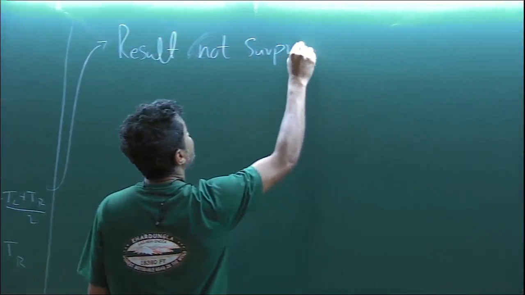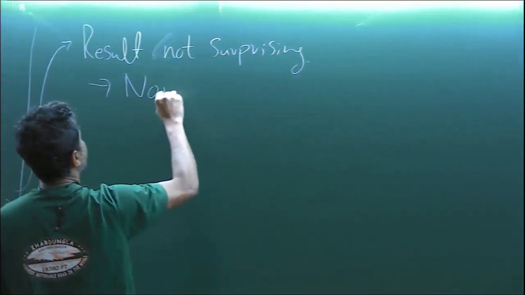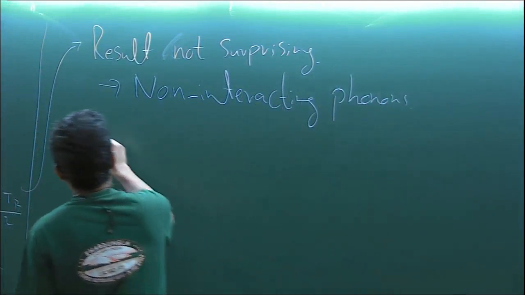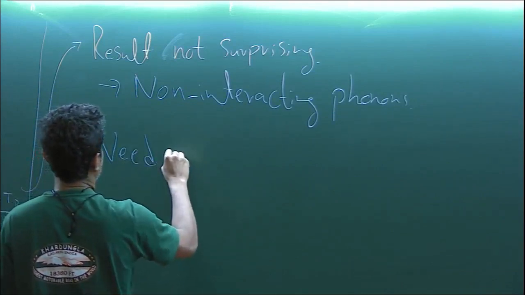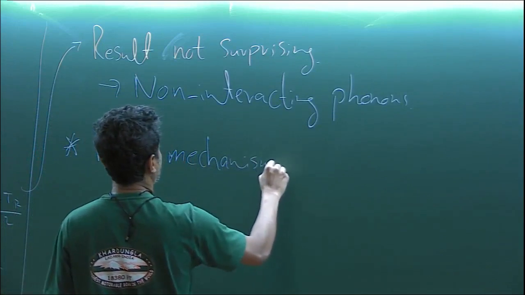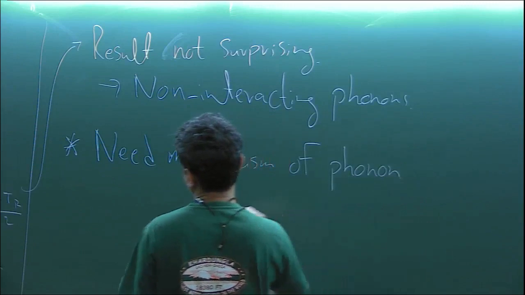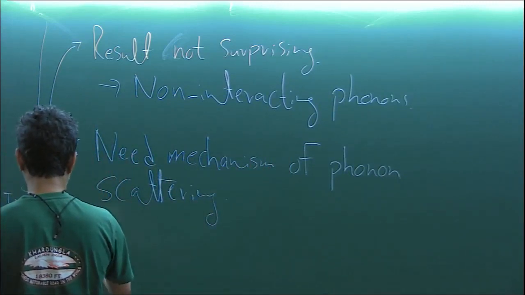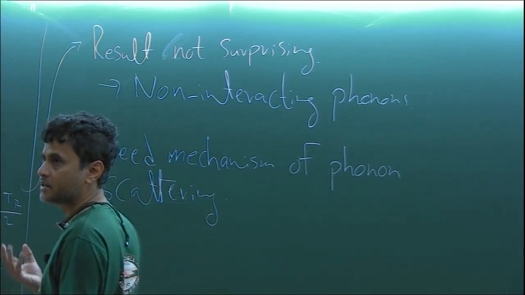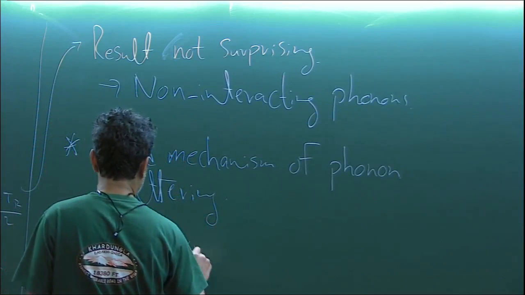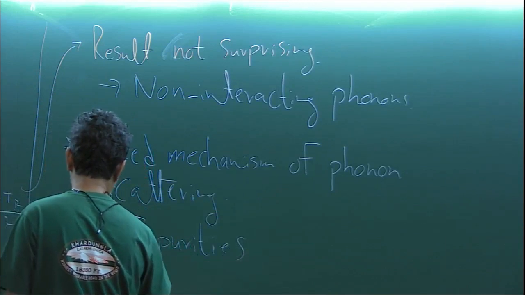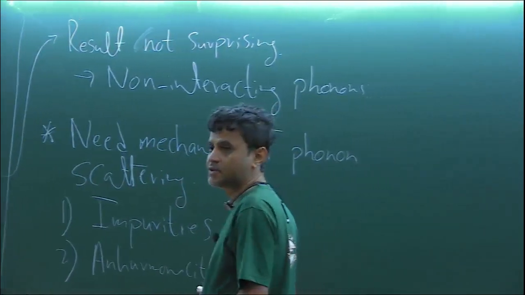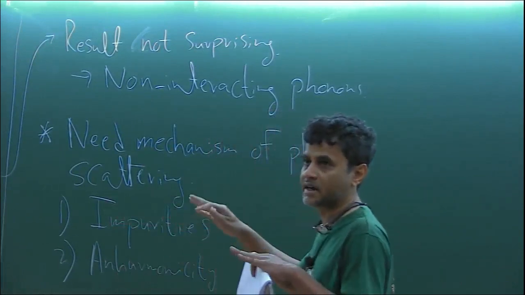It's not so surprising, maybe, because of non-interacting phonons. And then you can have two different ways of scattering phonons. One is you can put in impurities, or include anharmonicity. Anharmonicity means phonon-phonon interactions, and impurities means phonons get scattered by static impurities or whatever.